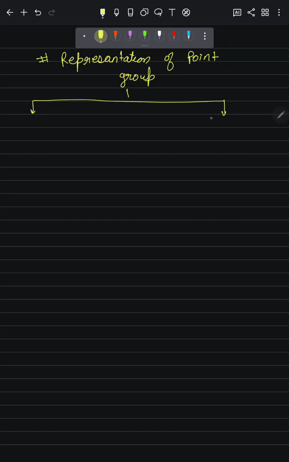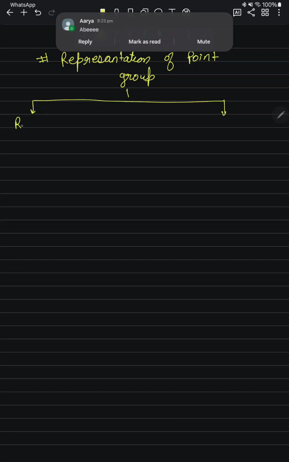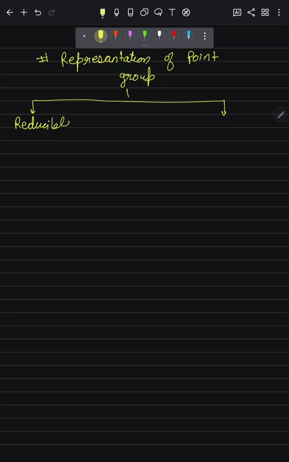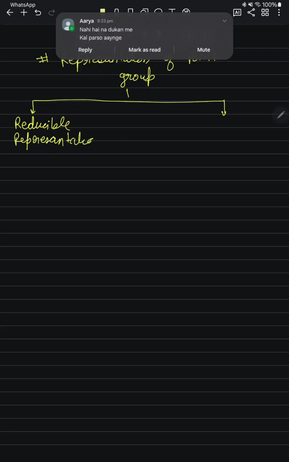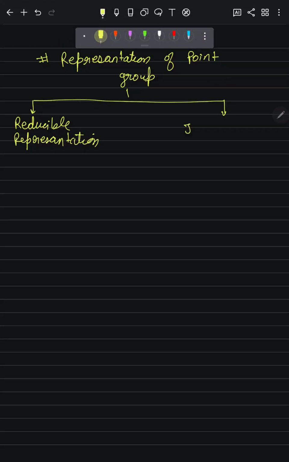Now let's discuss the next topic, which is representation of point group. There are two types of representation present: the first is reducible representation, and another one is irreducible representation.